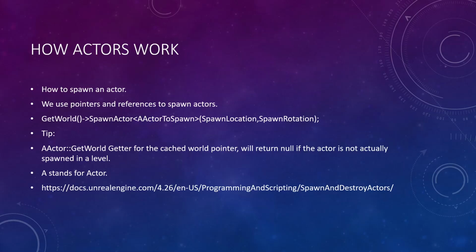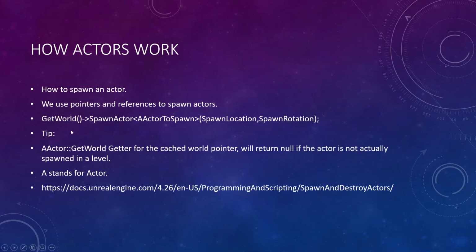Okay, now let's look at this. To get the actor, we're going to get world. We're going to get that pointer location, and then we're going to use this thing called spawn actor, and we can spawn our actors in and set the location and rotation. So just keep that in mind, put it in the back of your head.